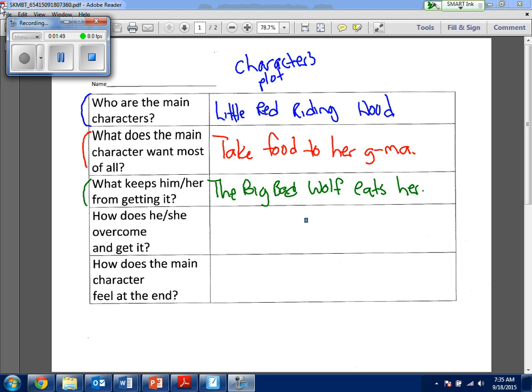So the next question says, how does she or he overcome and get it, meaning get what it is that she wants? How is she able to get that food to her grandma? Well, we know that the woodsman saves her, and that the grandma's okay and everything's fine.